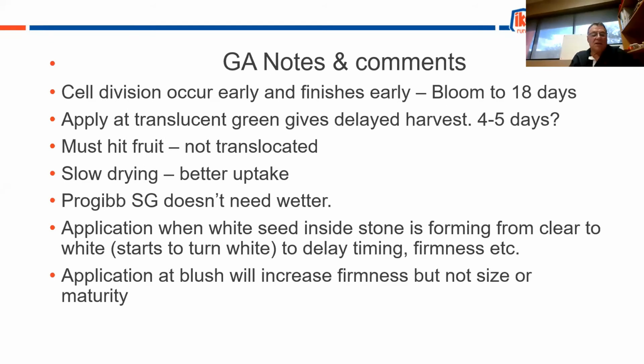Application is a timing thing, depending on what you want the GA to do. If you're not too concerned about delaying harvest, you can go early, at that translucent green stage. You need to cut the fruit, so you can see when the seed is starting to go from clear to a white seed inside, when it's just starting to develop. That will delay the fruit harvest. It will give you firmness and will increase size in the fruit as well, but it does delay harvest.